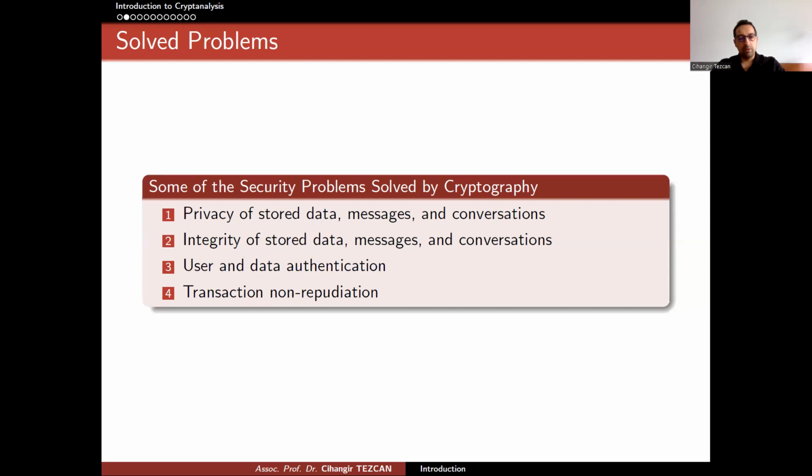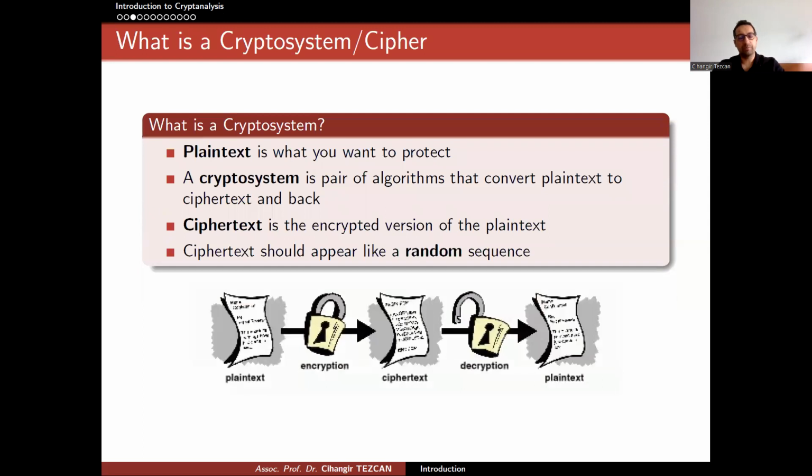Finally, we solve the transaction non-repudiation. So this can also be done by digital signatures, which we use a lot these days. Okay, so let's continue with more definitions.